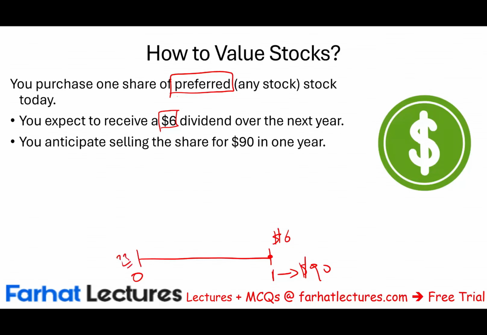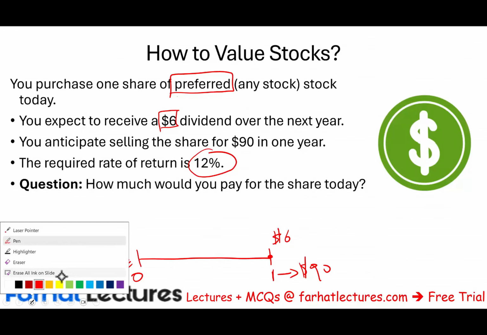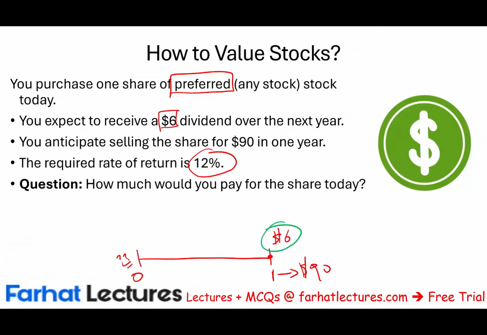Well, to determine how much you pay for this stock today, I want to know how much you want to earn on your investment. And for the sake of this illustration, I want to earn 12%. How much will you pay for this stock? If you want to earn 12%, how much will you pay for this stock? Well, let me tell you. How much you pay for this stock is the present value of this amount at 12%. So what does that mean?